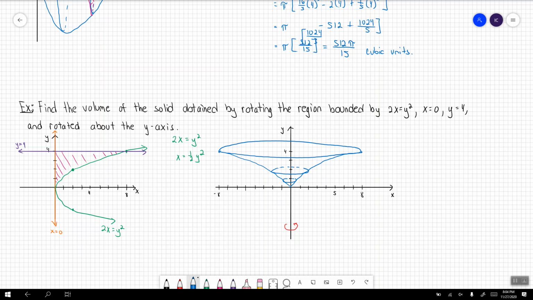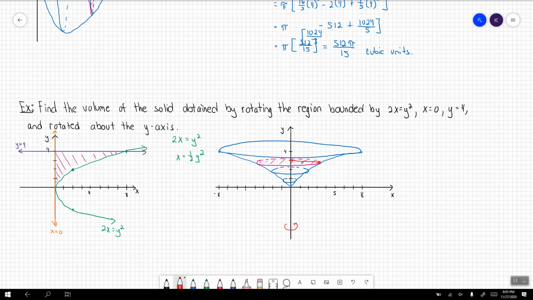Now, in trying to find this volume, we need to identify a cross-section. But here, the cross-sections are going to be perpendicular to the y-axis. Therefore, the integration that needs to take place here will be the integration with respect to the y-axis. So when we want to look at a cross-section, we'll take a cross-section there. And we need to find the area of this cross-section. The first thing we need to find is the radius.